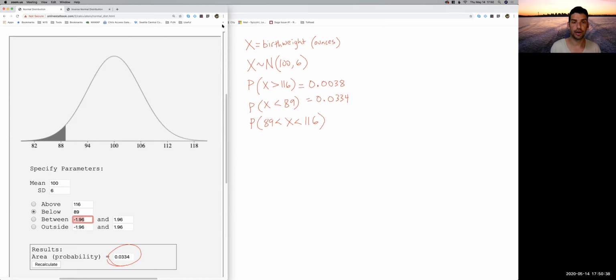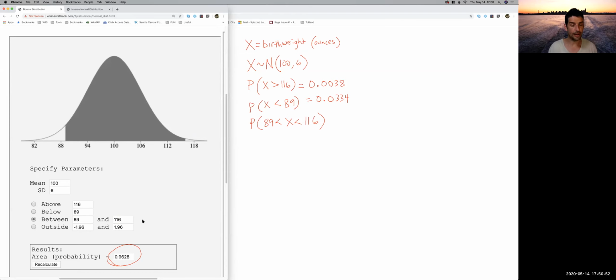We want to do the probability of being between 89 and 116. So let's do that. Click this, and we see this huge shaded area, much bigger than the other two, and a much bigger probability. Right now our probability is above 96%, or 0.9628.